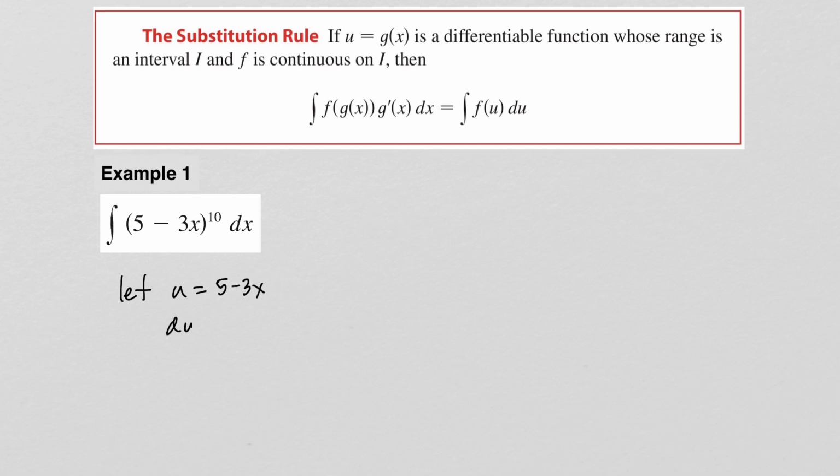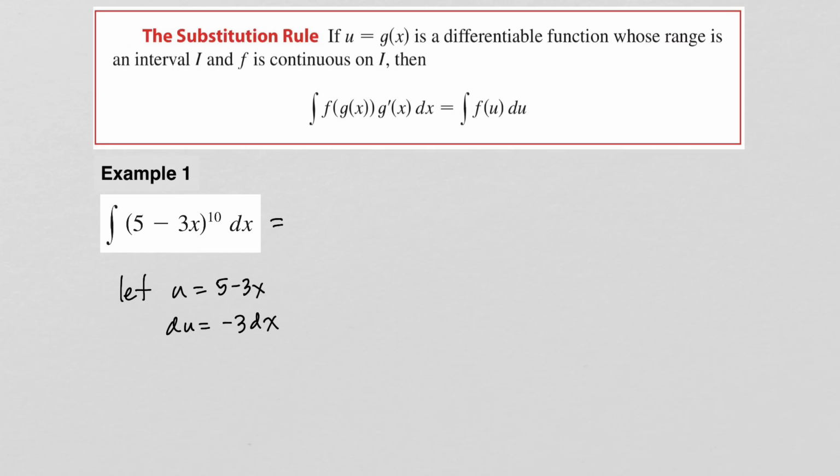And if that's the case, then du would be negative 3 times dx. Now, when we do this, 5 minus 3x to the 10th power is going to become u to the 10th power. But then we need to make sure we have the du in our integral. Now, you'll notice that we do not have the negative 3 that is multiplied to the dx. So there's a couple of different ways to handle this. Let me show you the first way.